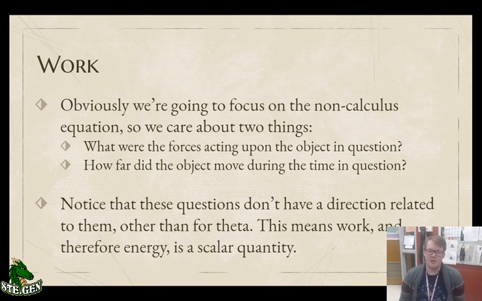So really we're caring about two major things: what were the forces acting on the object in question, and how far did the object move during the time that force was acting on it. Notice they don't have a direction related to them other than for theta. That's because work is a scalar quantity, and therefore energy is also a scalar quantity. You're not saying it's traveling at this speed, so it's going this direction over this period of time. It's just an amount of ability to do something that it has. We wouldn't say it has 5 degrees to the north amount of work. No, you did work, or you used energy. There wasn't a direction associated with it. It's not like if I push this way, I pull energy that direction, and if I do this, I get all that energy back. It doesn't work that way. So these have to be scalar quantities.